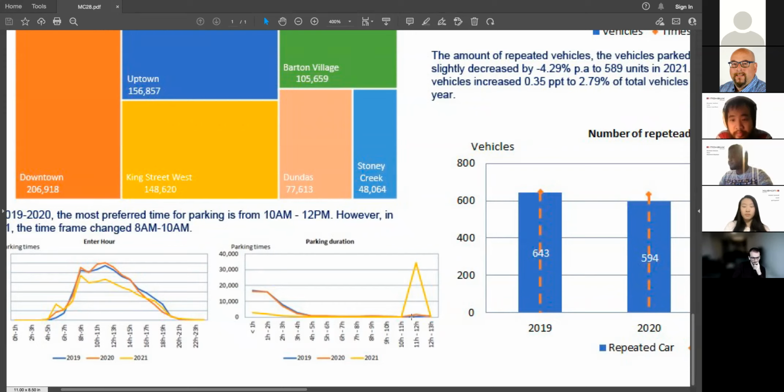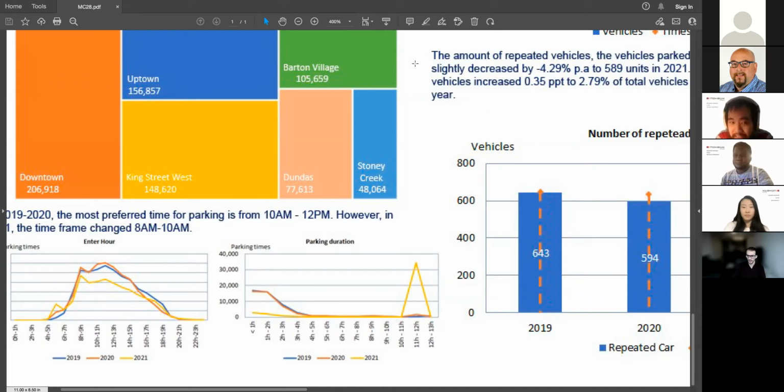So I'm just wondering if you went into the data and saw if that was coming from a specific lot where people were parking longer, or if it was specific days or something like that that created that significant spike. Can I give an answer for that?